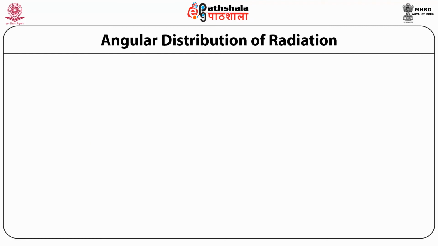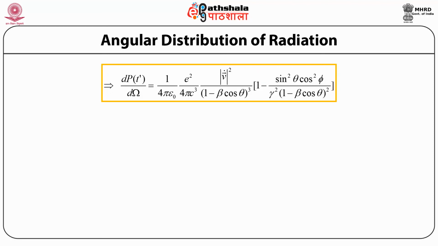So the power radiated can be written as dP t dash divided by d omega equals 1 divided by 4 pi epsilon naught into e square divided by 4 pi c cube into mod of v dot square divided by 1 minus beta cos theta whole to the power 4, into bracket 1 minus sin square theta cos square phi divided by gamma square into 1 minus beta cos theta square bracket close.